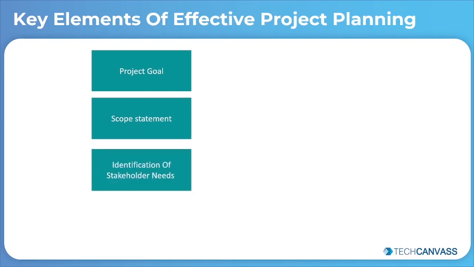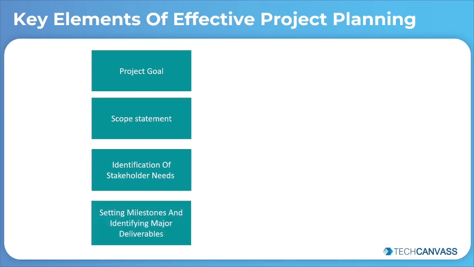Identification of stakeholders' needs. Stakeholders could be end users, project sponsors, clients, and employees. All stakeholders and their needs should be considered. Setting milestones and identifying major deliverables. What specific products or services do you need to deliver to your clients? These are called deliverables. The key achievements for a project are called milestones. A project plan should identify and define both these components and set deadlines for their completion.